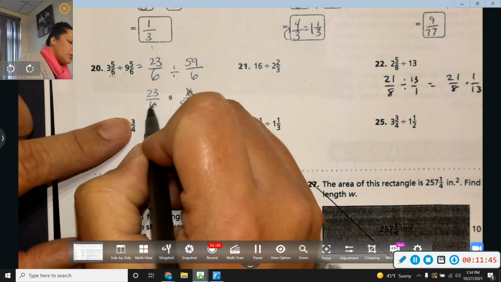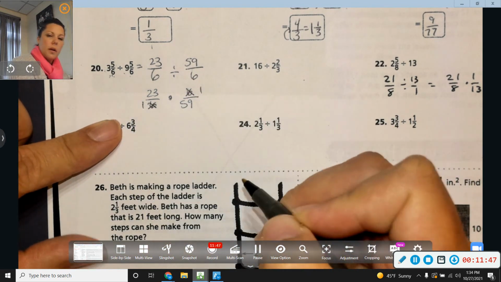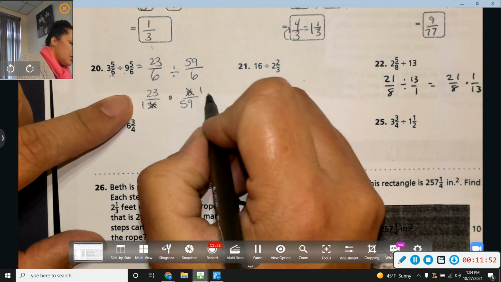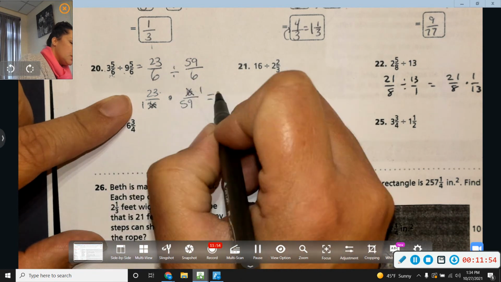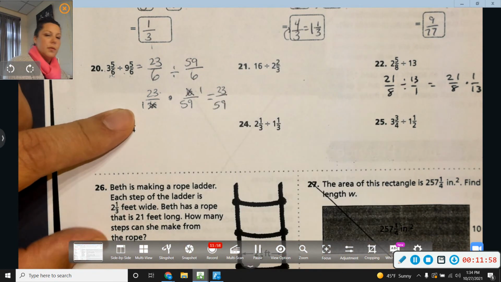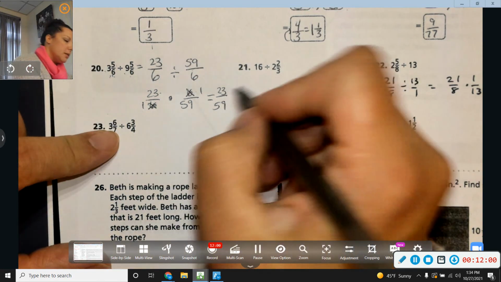Love when the numbers are the same. I change them to ones. I can't reduce anything here. So what I have is 23 times 1 is 23. 1 times 59 is 59. Okay, this is my answer.